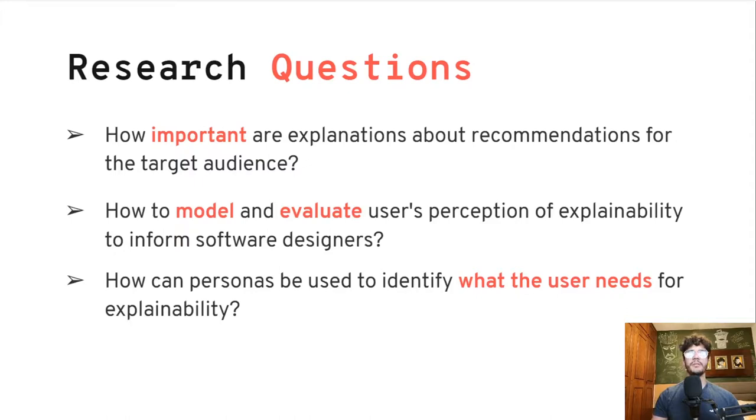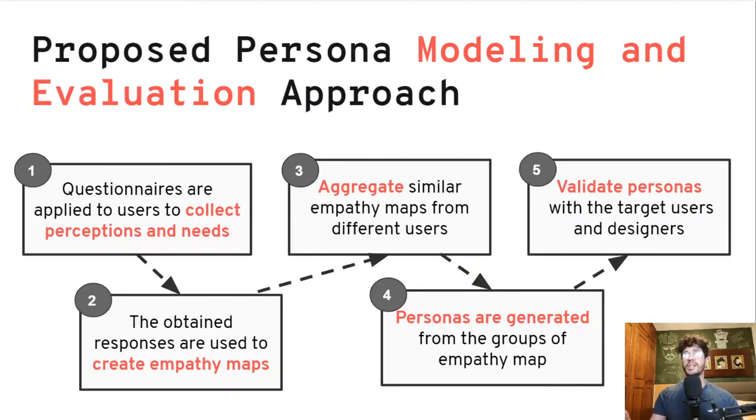Personas have been created for usability, communicability, and many other non-functional requirements, but how do I create them for explainability? How important are those explanations for the target audience? How can one model and understand the user's perception and needs of explainability? With those questions in mind, we propose a persona modeling and evaluation approach, which comprises 5 steps that can be summarized as follows.